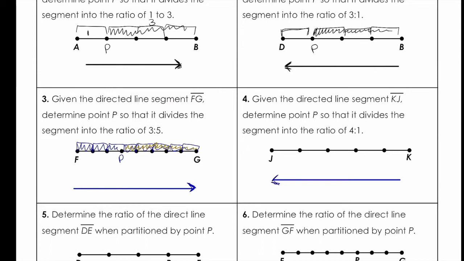Point P divides it into a segment of 4 to 1. So we start at K, and we're cutting it into 4 segments right there to be our first segment. So that's where P has got to go.